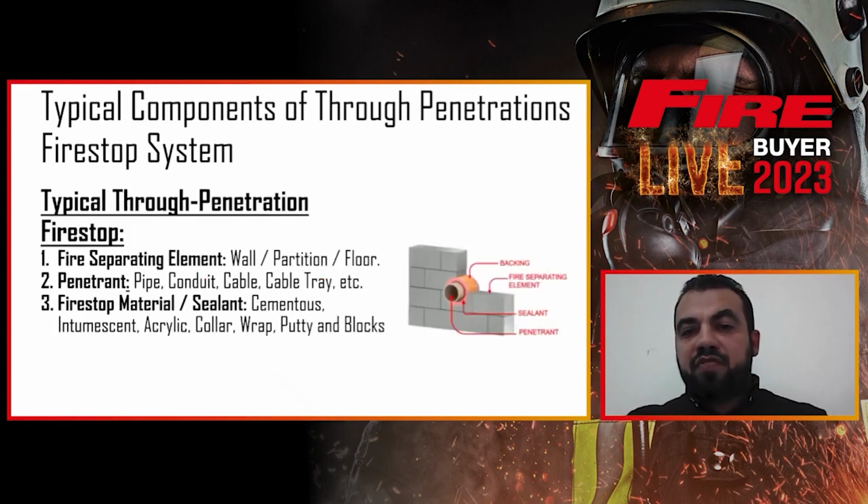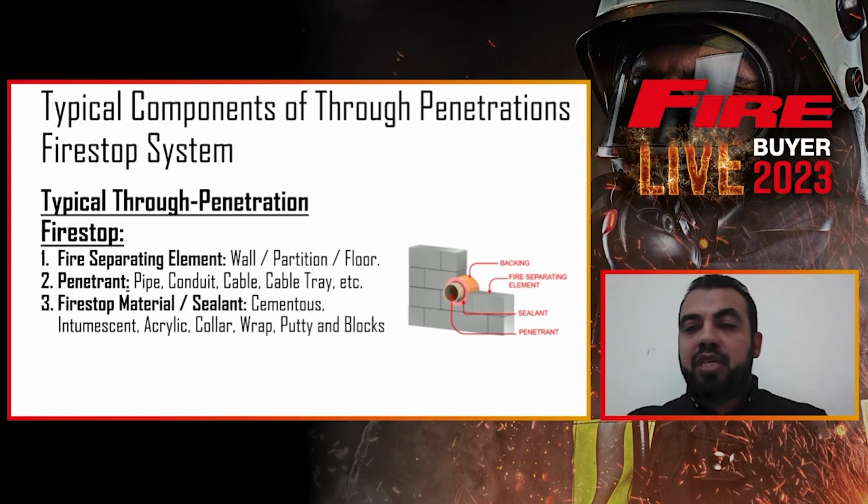Typical through penetration firestop assemblies mainly consist of the fire resistant element, which could be a brick wall, a concrete wall, a drywall, and also might be a floor slab. This is the first element. The second element is the penetrant. This penetrant can be a pipe, an insulated pipe, and this pipe could be a metallic pipe or a plastic pipe, a conduit or a cable tray.